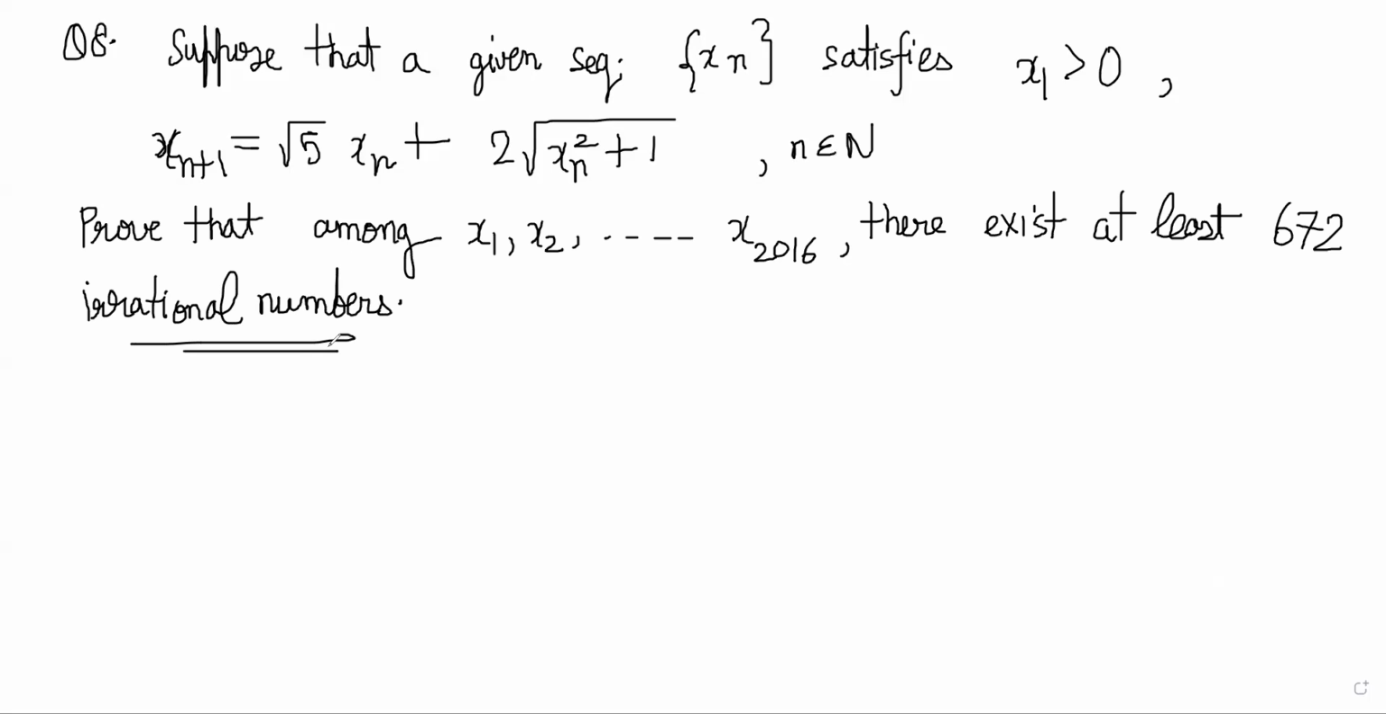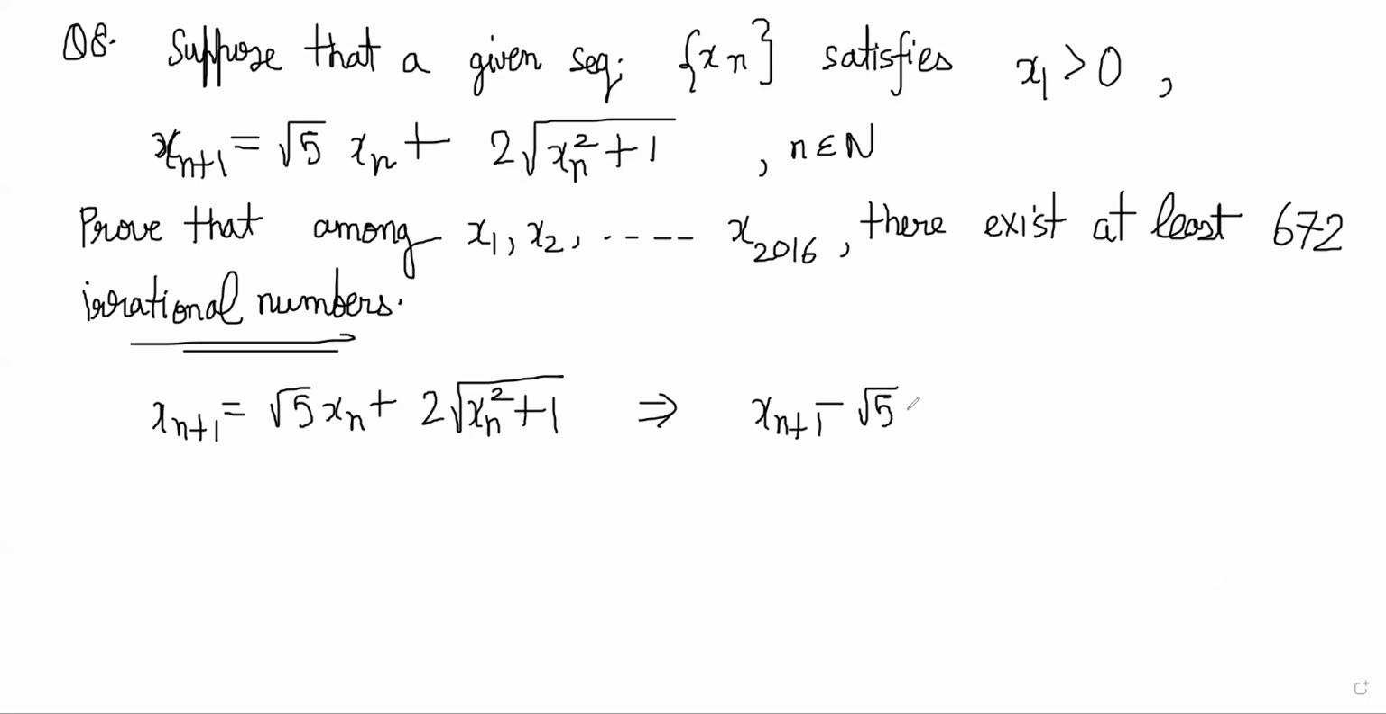So we have to prove that among the first 2016 terms, there are 672 irrational numbers, right? Fine. So we have this condition here, x_{n+1} = root 5 x_n + 2 root over (x_n^2 + 1). We can rewrite this as x_{n+1} - root 5 x_n = 2 times root over (x_n^2 + 1).